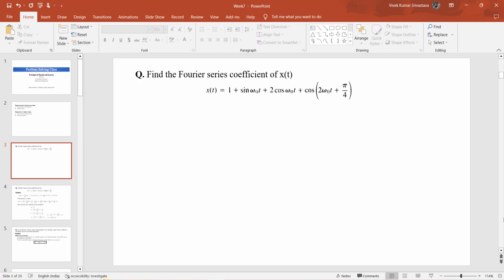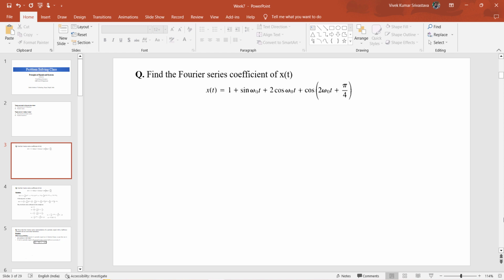So here is the first problem. Here we have to find the Fourier series coefficients of x of t. So x of t is given to us, that is 1 plus sine of omega naught t plus 2 cos of omega naught t plus cos of 2 omega naught t plus pi by 4.